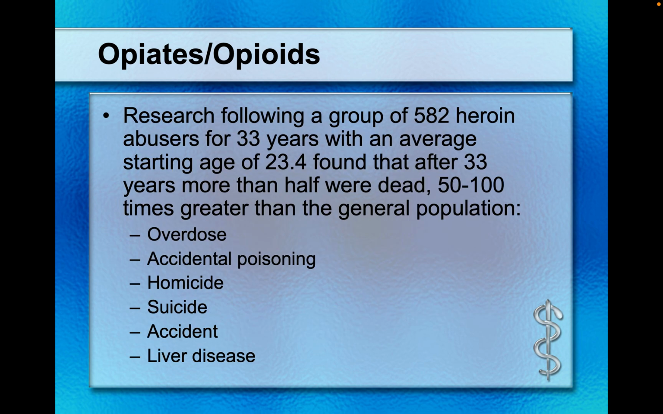Research following a group of 582 heroin abusers for 33 years, with an average starting age of 23.4, found that after 33 years, more than half of them were dead, 50 to 100 times greater than the general population. Half of them were dead. They died from overdose, accidental poisoning. People killed them, homicide, suicide, accident, liver disease. Remember, 57% of the overdoses were intentional overdoses.